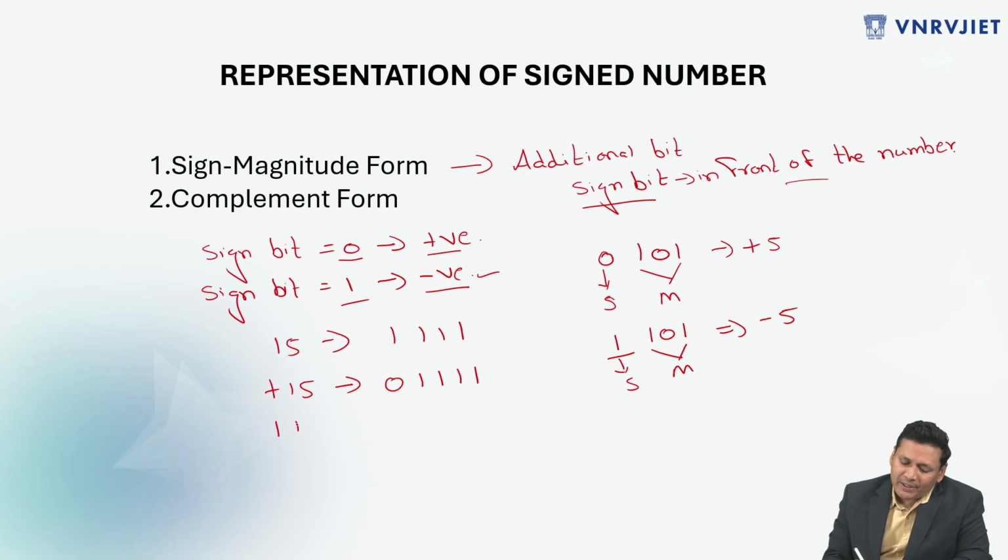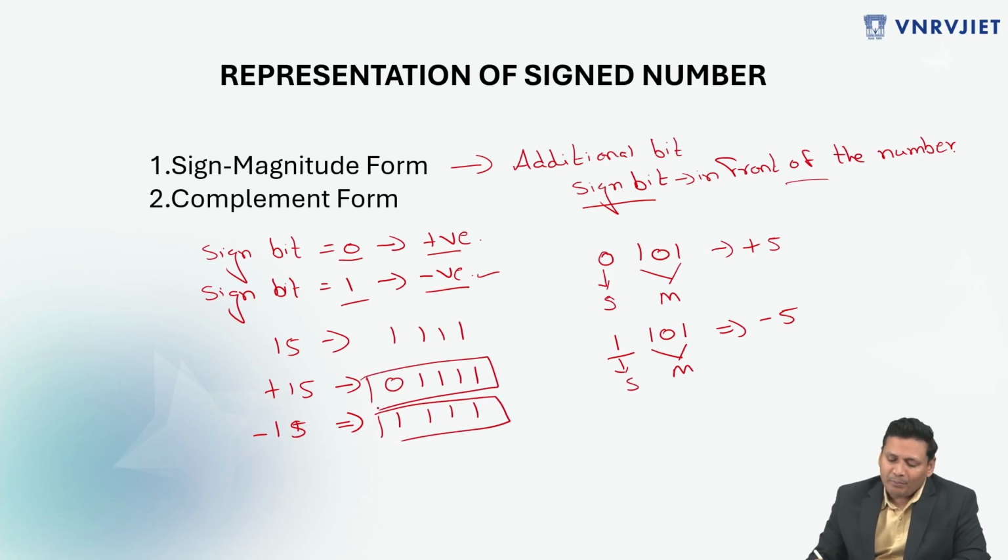And if I want to represent -15, it will be 1, 1, 1, 1, 1. Clear? So this is my -15 and this one is my +15. This is how we can represent any given number in sign magnitude form, in positive version as well as negative. Now there is a disadvantage of the sign magnitude form. Let us assume that there is a 3-bit number. Whenever there is a 3-bit number, we have 8 combinations from 000 to 111.